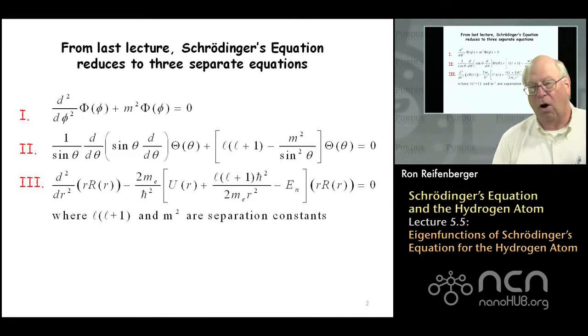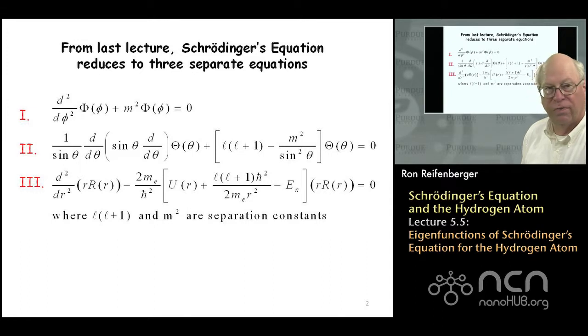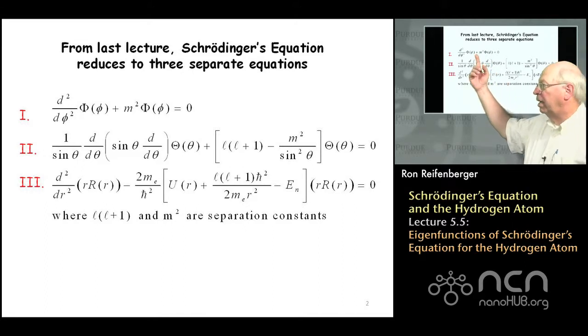So if you recall from our last lecture, we had ended it by reducing this very long, complicated differential equation into three separate differential equations. Each of these three differential equations depends only on one of the three coordinates, r, theta, or phi, for the hydrogen atom problem. There are two constants that have been introduced to get the problem to this stage. One of these constants is m squared, right?